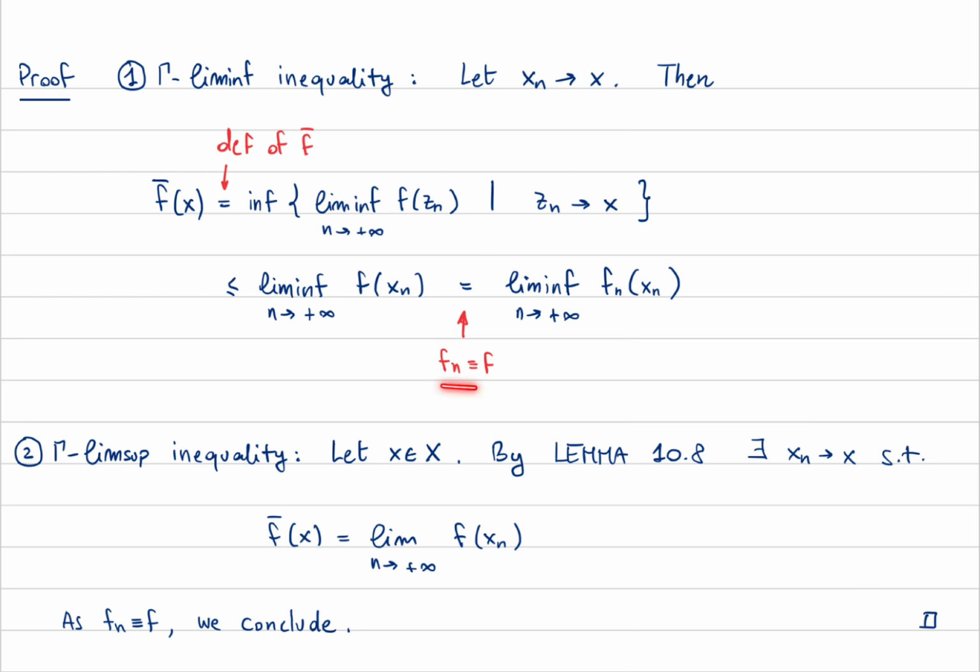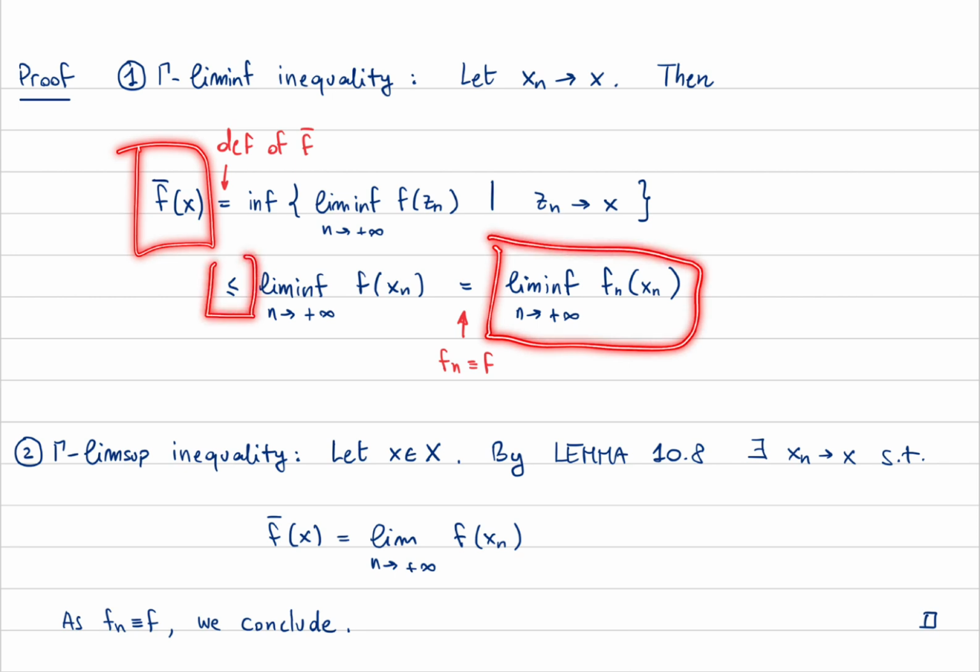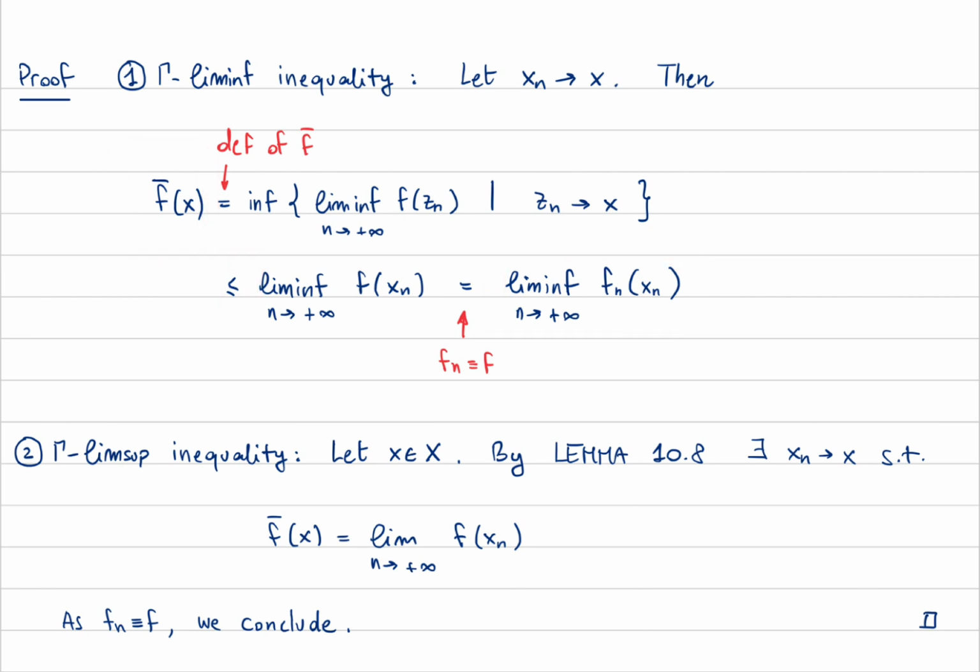And now, since f_n is constantly equal to f by assumption, this is just the lim-inf as n goes to plus infinity of f_n of x_n. And so this proves the gamma lim-inf inequality, because we've shown that for any sequence x_n converging to x, f bar of x is less or equal than the lim-inf as n goes to plus infinity of f_n of x_n. And now we just need to check the gamma lim-sup inequality.